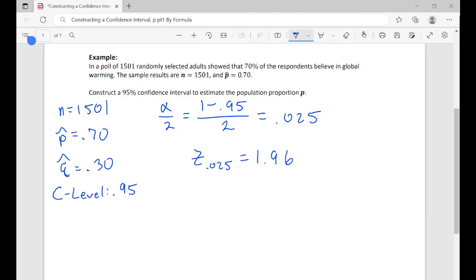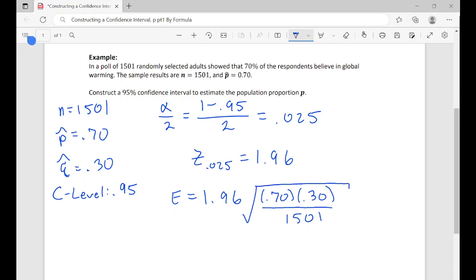So our margin of error, E, is going to be 1.96 times the square root of 0.70 times 0.30 divided by 1,501. And when we do that arithmetic, our margin of error is going to be, to 5 decimal places, I would say, 0.02318. And that should be sufficient.